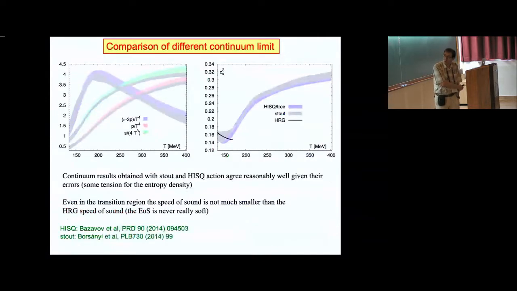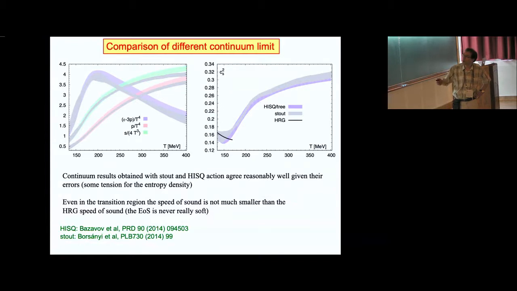Now, it's important, of course, to say that this calculation is not unique. The other group, namely the group in Wuppertal, using different discretization effects, did the same calculations. They extrapolate to the continuum results. So it is an important cross-check for all lattice calculations to compare different continuum results. And this is shown in this figure.